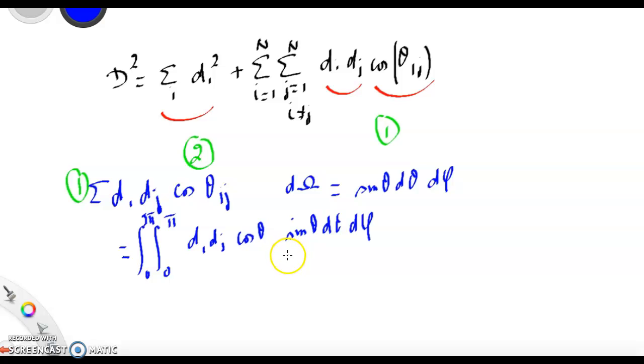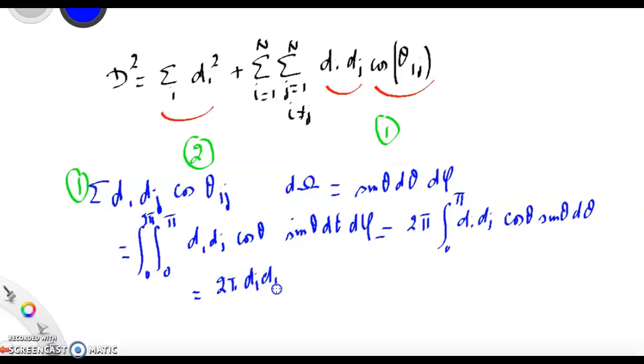Now, because ultimately the angle theta can be anywhere from 0 to pi, it can take all possible directions, and that's basically equal to 2 pi, because there is no dependence on phi anywhere, times the integral from 0 to pi of d_i d_j cosine theta sine theta d theta. Now, for the integration over theta, d_i and d_j are constants, and then that's essentially 2 pi d_i d_j, the integral from 0 to pi of cosine theta sine theta d theta.